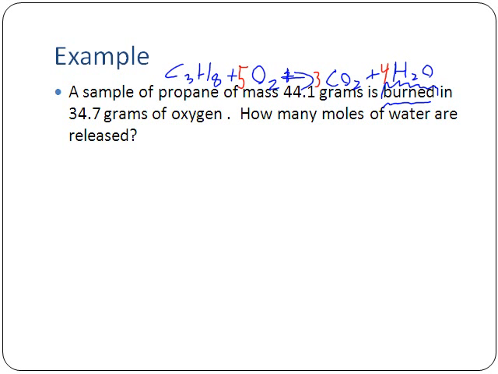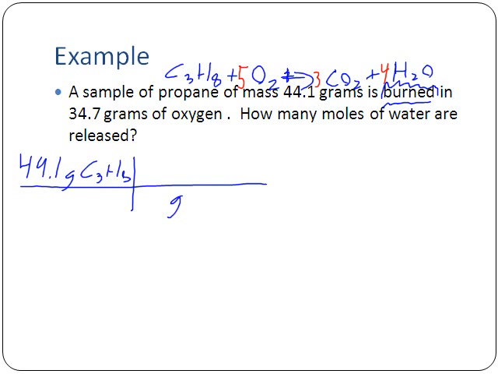Let's go ahead and pick one to start with. I always like the first one, so I'm going to start with the first one. We have 44.1 grams of propane, which is C3H8. First step, always go from grams of what you start with to moles of what you start with. You always want to go to moles of what you start with first.